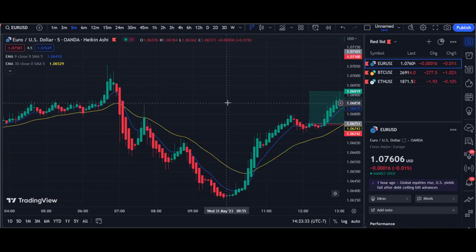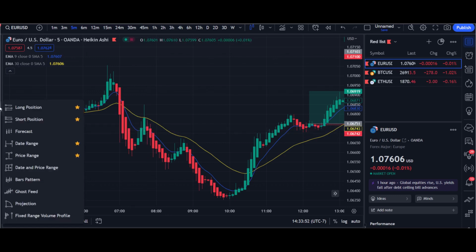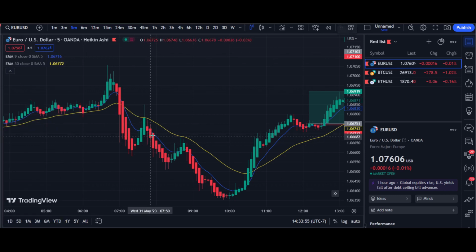All right, so for the short position, we're going to be looking for the opposite. We're going to be seeing the 30 EMA or the golden line trailing above the 9 EMA. After we can see a price increase above the 9 EMA and the bar closes, we're going to wait for the first red candle to appear. Once this has occurred, we can take our short position.